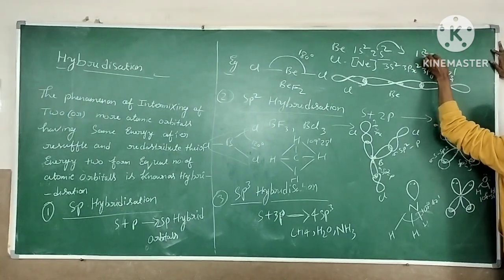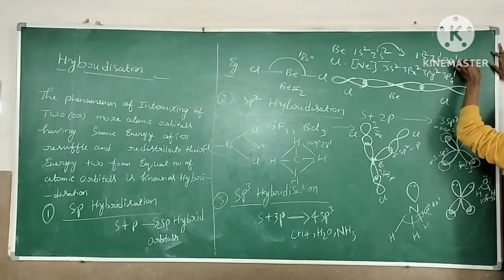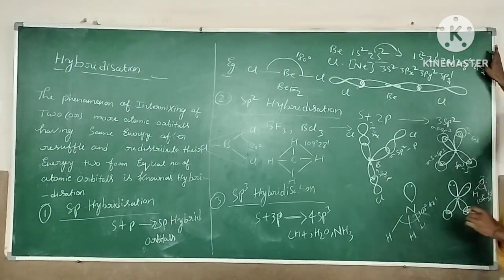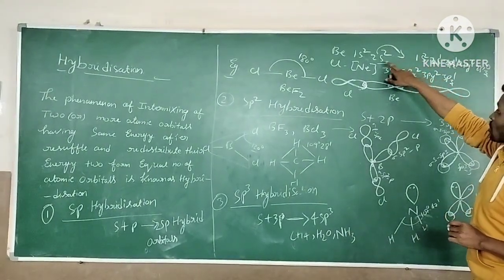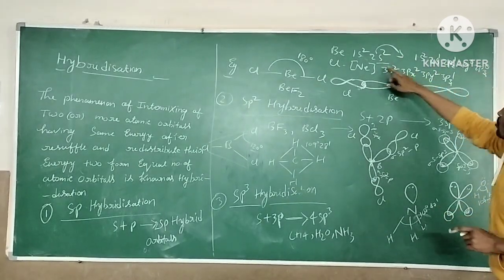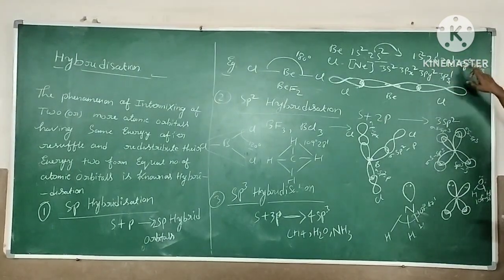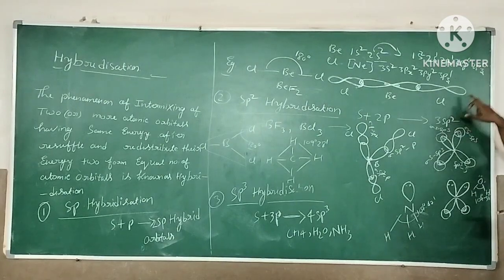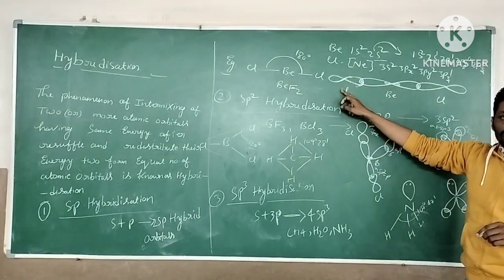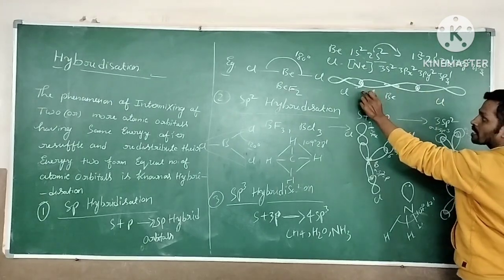That is 1s2 2s1 2px1 2py0 2pz0. Now, after promoting the electron from the lower energy level to the higher energy level, in the excited state electron configuration, beryllium has two unpaired electrons. These two unpaired electrons directly intermix with the 3pz electrons of the two chlorine atoms and form an equal number of hybrid orbitals.